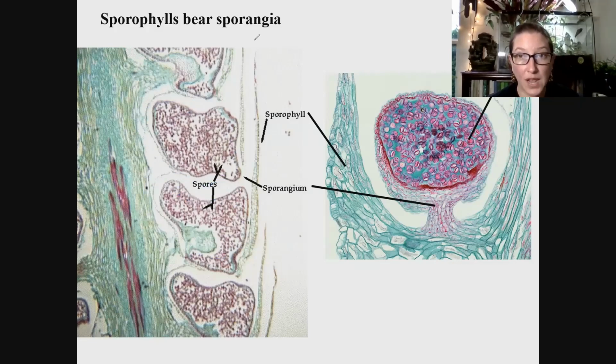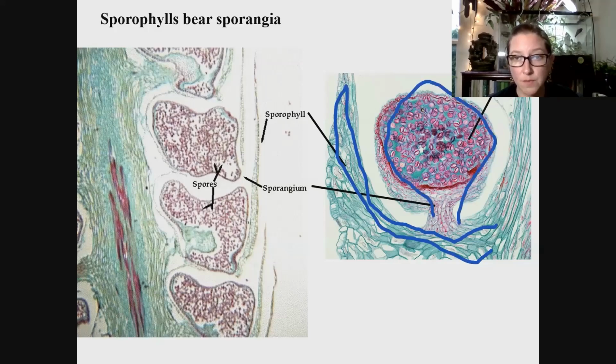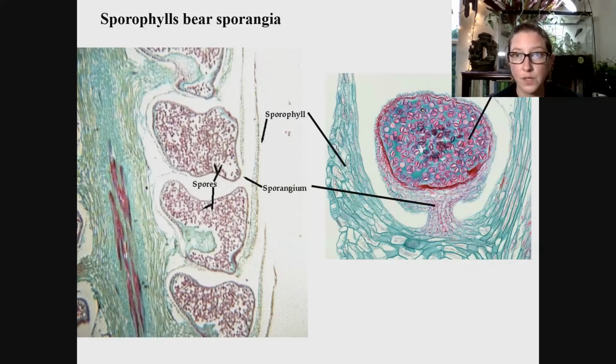And inside of the sporangia is where meiosis occurs to make haploid spores. And the haploid spores are all those purple dots on the left. Here's a close-up of one on the right. Here's the sporophyll, the leaf the sporangium is attached to. Here is the sporangium, and all of those purple things inside are spores. My head is blocking the word spores, most likely.